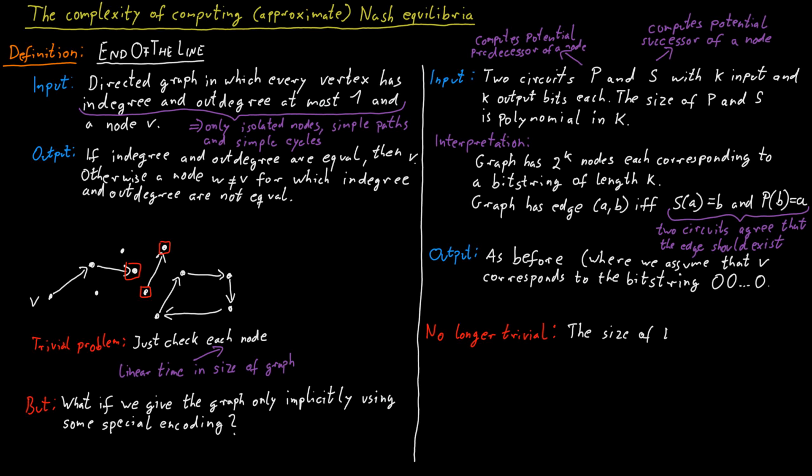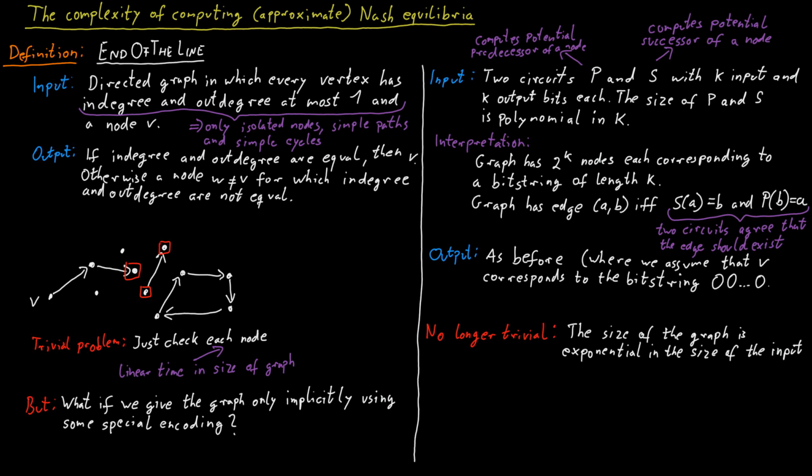Because now the graph has exponential size in the size of the input, this is no longer a trivial problem. Because now if we would search every node of the graph, we could still do that, but it would take exponential time, so it would not be fast anymore. We could, of course, also just follow the path that starts at V to find the endpoint of that particular path, but that path could also have exponential length, so that could also take a long time.